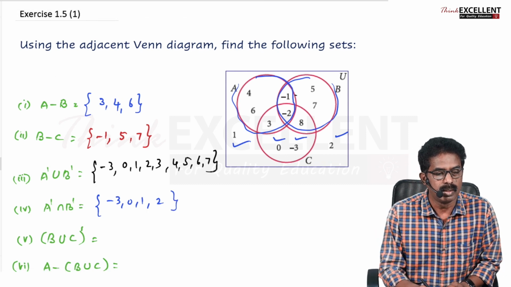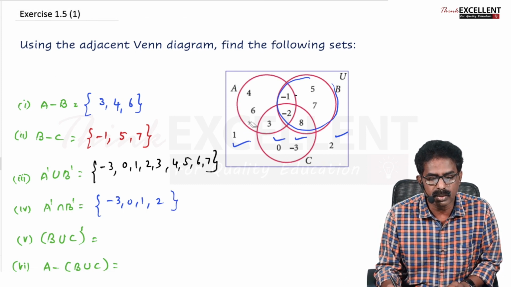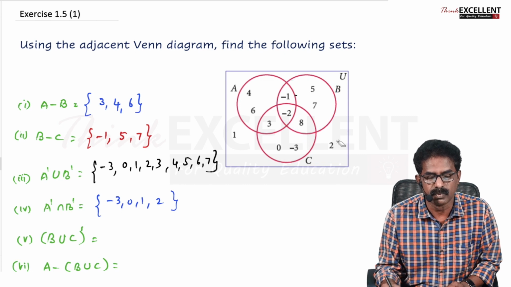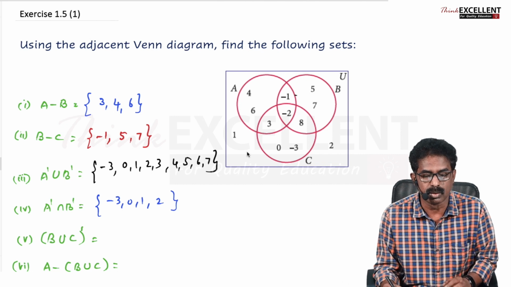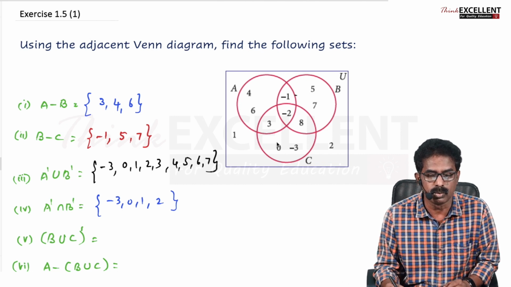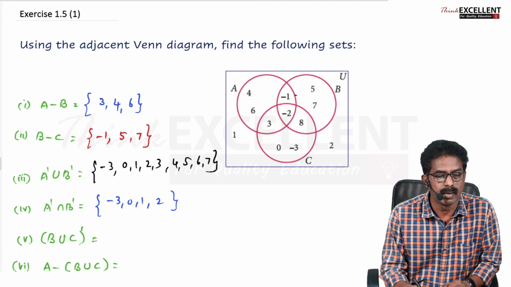Okay, you can check that one. So A dash, if you want you can shade and check it, okay? Right, intersection means you take the common elements, right? So -3, 0, 1, 2 you'll get. Now see the next one.